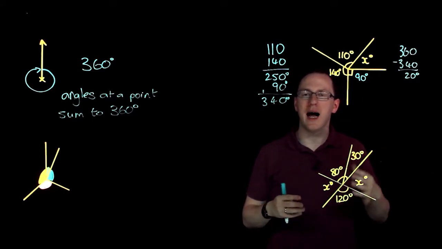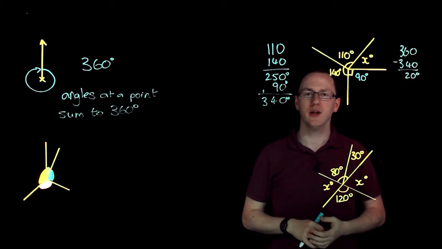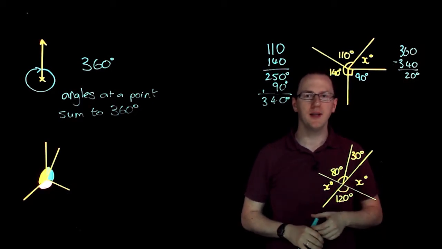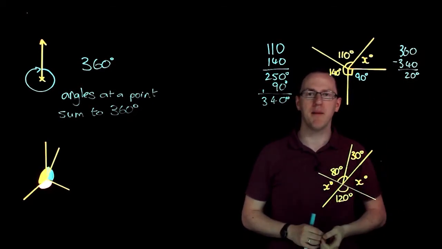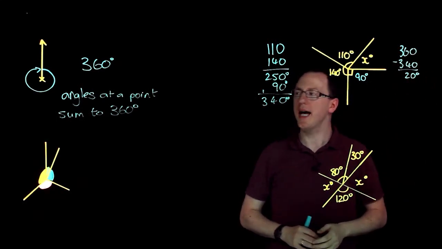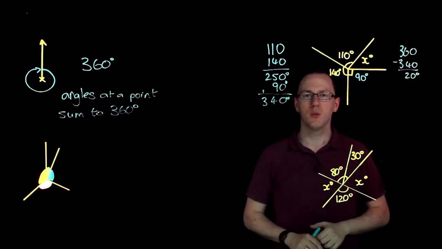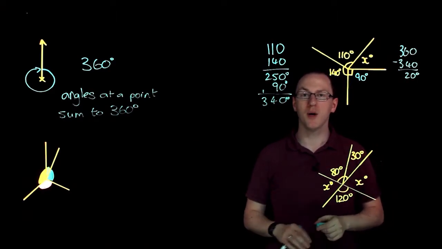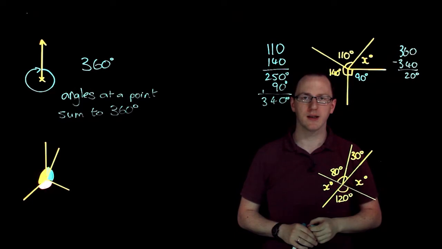It's interesting to note that if you were to measure this with your protractor, it probably wouldn't be 20 degrees either on my board or on your exam. It'll normally say diagram not drawn accurately. And that's so we use our angle facts rather than our protractor. So we want to make sure that we know our angle facts.